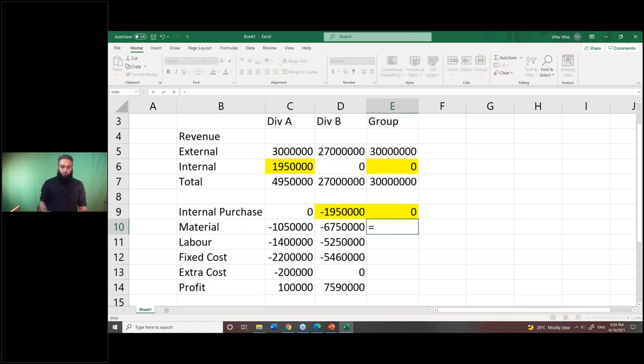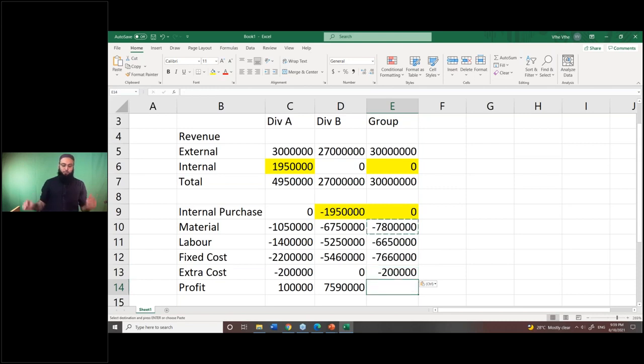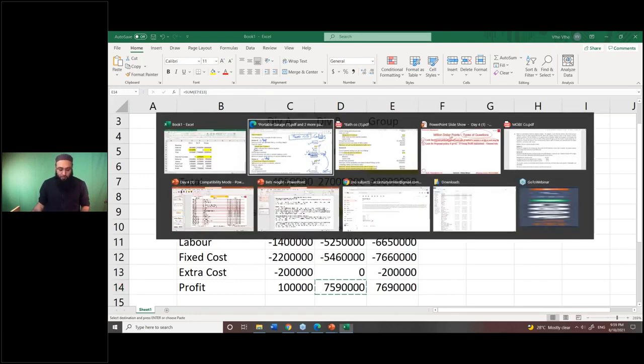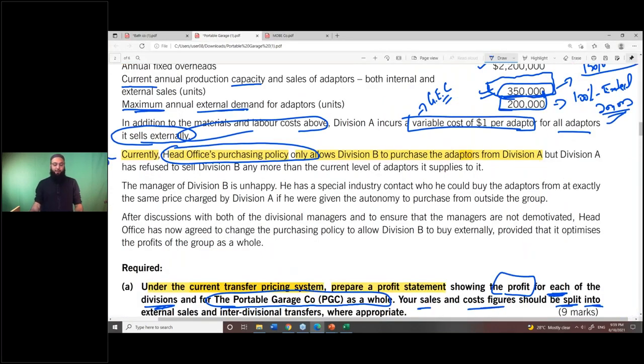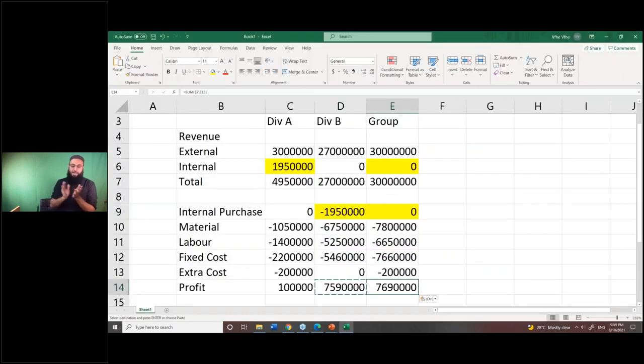The rest, yeah, you will take these two. Sum. Control C, control V, control V, control V. All other costs will come. Just the transfer price will not come. That's it. Let's work out the group profit. It's 7690 and done with this part. And this part was for how many marks? The marks were 9. Wow, 9 easy marks.